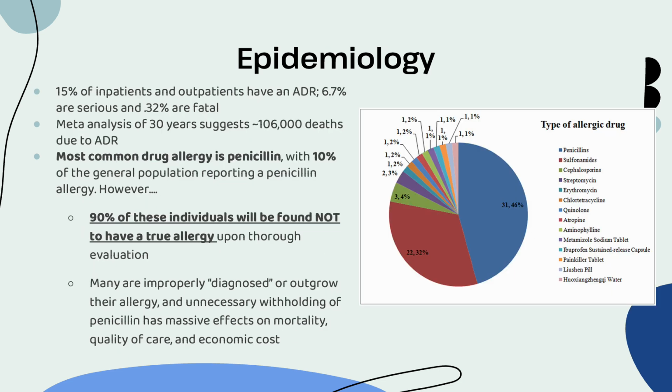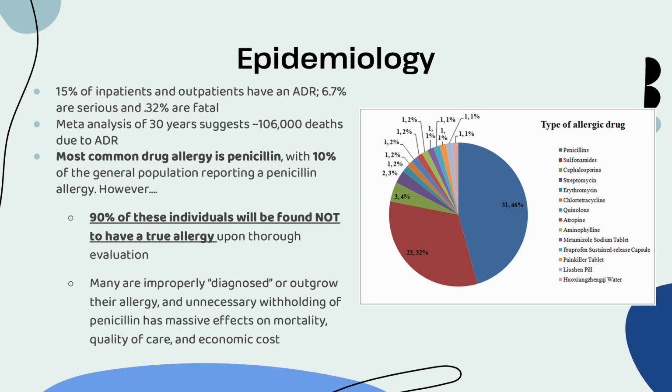So just a quick epidemiology overview. Some of this data is actually kind of hard to obtain because there's not great studies on this from what I could find. But if you're interested in the prevalence, we could say maybe around 15% of inpatients and outpatients have a drug reaction, whereas a little less than 7% of those are serious and less than 1% of those are actually fatal.